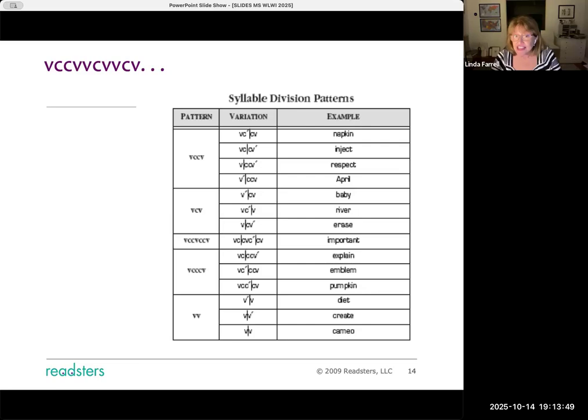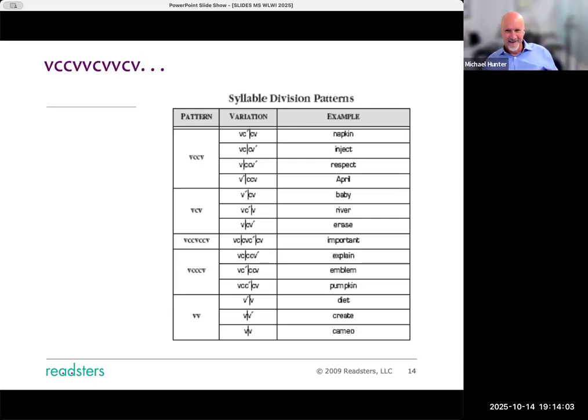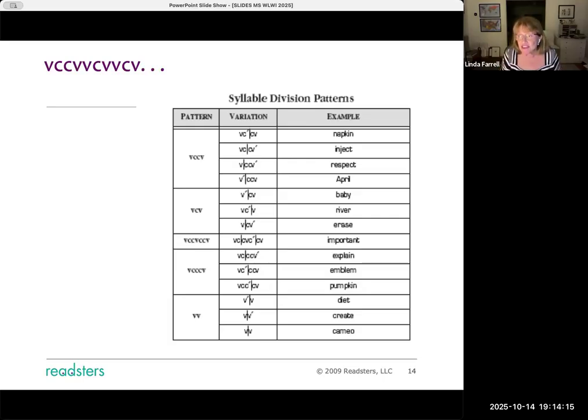But inject is a CVCV with the accent on the second syllable. Now, I want to tell you that my business partner, Michael, finds accent sometimes hard. Is that right, Michael? I have trouble finding the stress. I've learned a way to do it, but when I first came to this, I couldn't find the stress in words. Teaching children how to accent something is just very difficult.